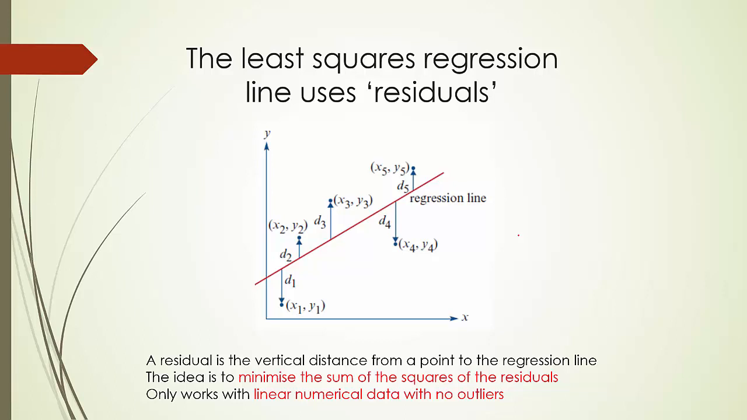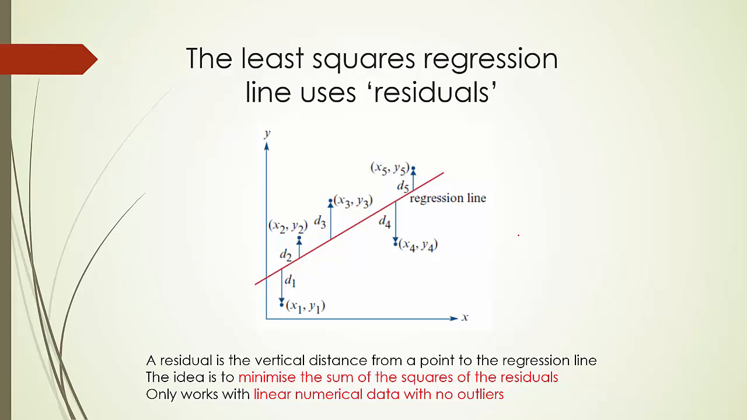A residual is the vertical distance from a point to the regression line, and the idea is to minimize the sum of the squares of the residuals. If you're interested in taking this subject further at any time, that might be worth having written down as a note. Bearing in mind it only works if the data is linear. If the dots are not linear, then it doesn't work, and it doesn't work if there's outliers either. So linear regression only works under those circumstances, and you'll probably have to reproduce that fact when you do your assignment.